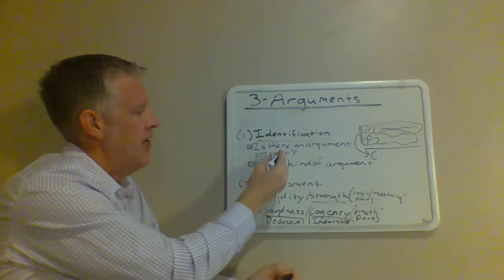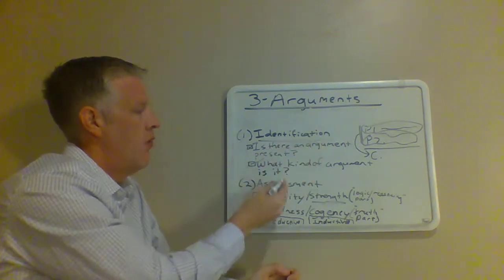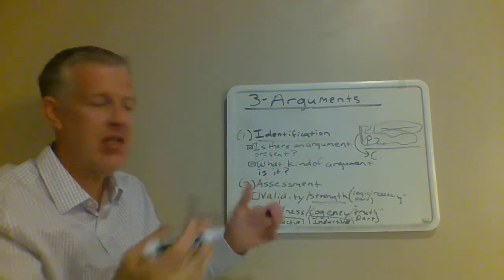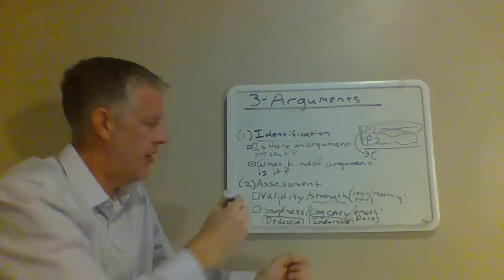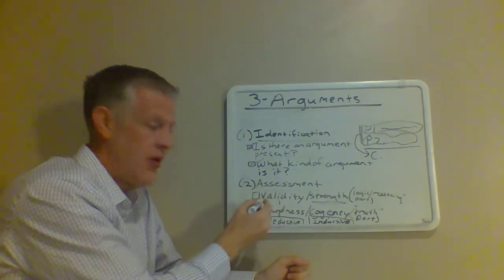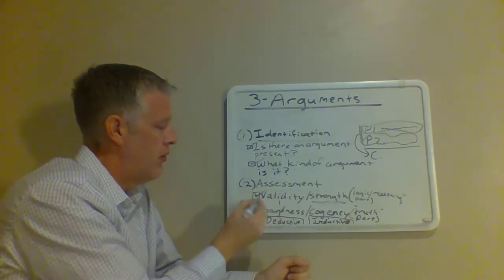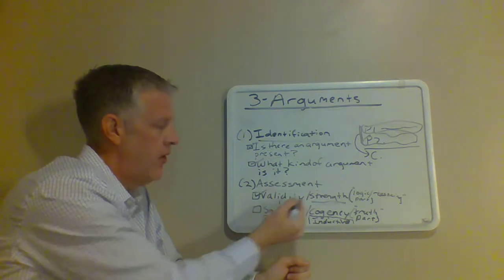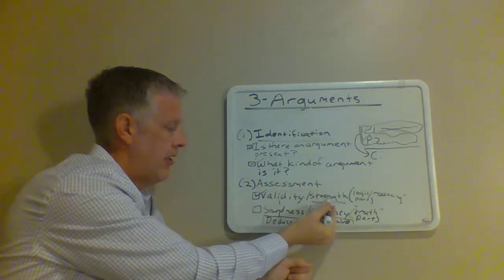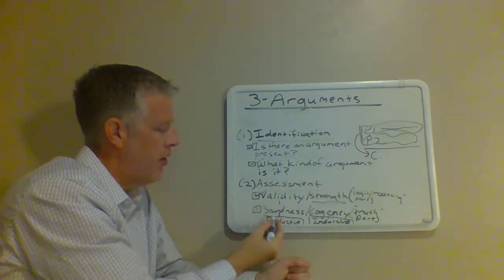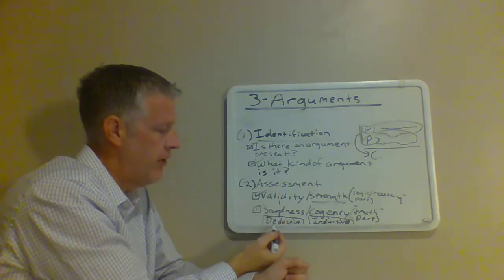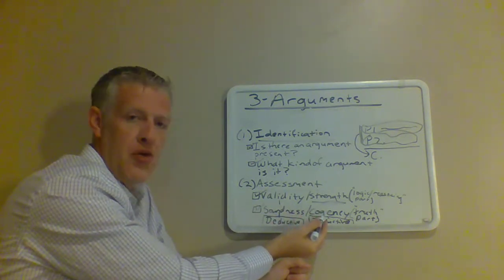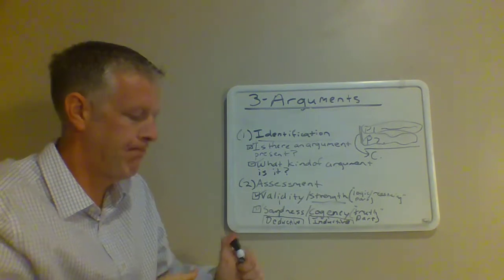So we've asked ourselves, is there an argument present? Yes, there is. We've identified the argument, whether it be deductive or inductive. And then we're going to assess it. We're going to say whether it's valid or invalid if it's deductive, or whether it's strong or weak if it's inductive. And then we're going to say whether it's sound or unsound if it's deductive, or whether it's cogent or not cogent if it's inductive.